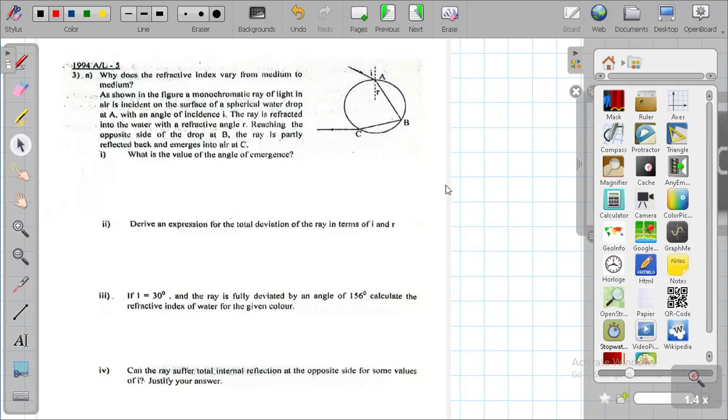Why does the refractive index vary from medium to medium? The reason is that from medium to medium, the speed of light is different. So light travels as a wave front. When the wave front hits the boundary with two different speeds at different angles, it will create some kind of bending at the interface. You have to interpret this including all of these terms.